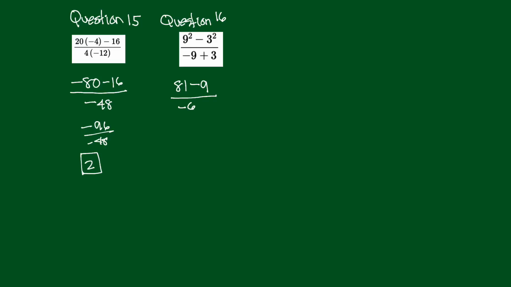Then, on the top, 81 minus 9. That is a 72 divided by negative 6. Now the first thing I see right away is I've got a positive divided by a negative. I've got an odd number of negative signs, so this is going to be negative. Now, 6 will go into 7 one time with 1 left over. Bring down the 2, that's a 12. 6 going into 12 twice. So I think that's going to be a negative 12.